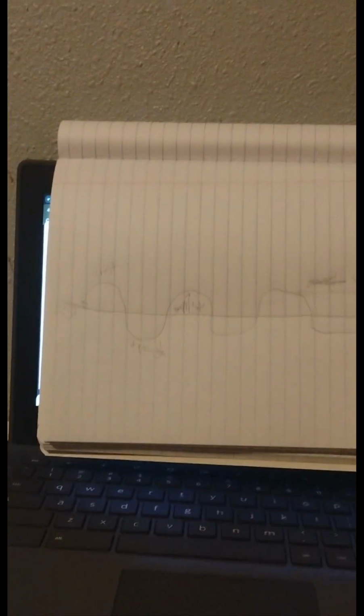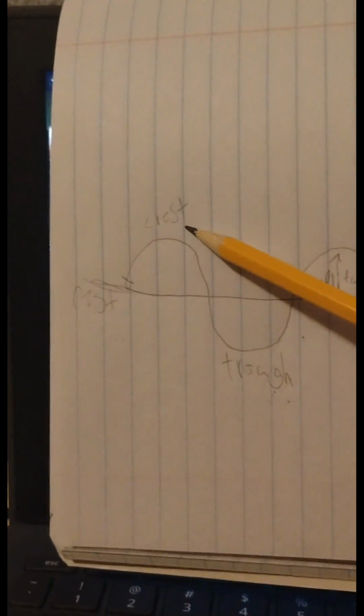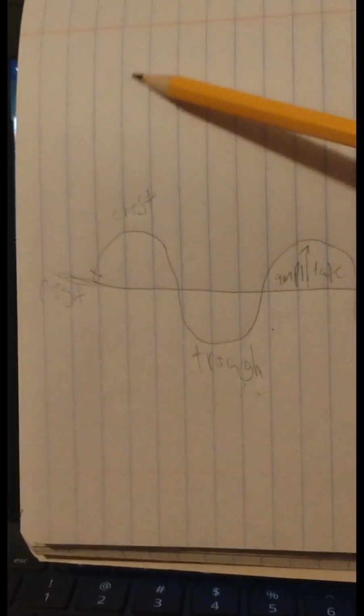In this example, I'm showing the parts of a sound wave. Okay, so start up. This right here is a rest, which is the line that the sound wave goes through, right here. And this is the trough, and that's the lowest part of a wave. This is the crest. This is the highest part of the wave.